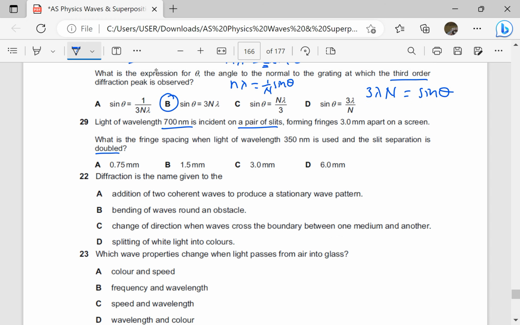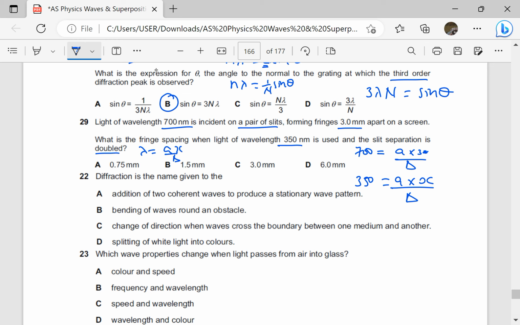Okay, it is a pair of slits, that is double slit, so lambda is equal to AX divided by D. Light of wavelength 700 nanometers incident on a pair of slits. So we have 700 is equal to, forming fringes 3 millimeters apart, so A times 3 millimeters, I will not change the units there, divided by this distance between the screen and the slits is D. What is the fringe spacing when light of 350 nanometers is used, so 350 is equal to A times the fringe spacing, which we don't know, divided by D.